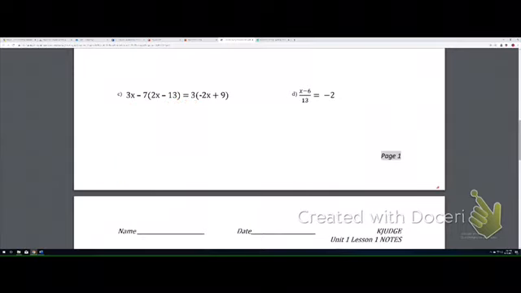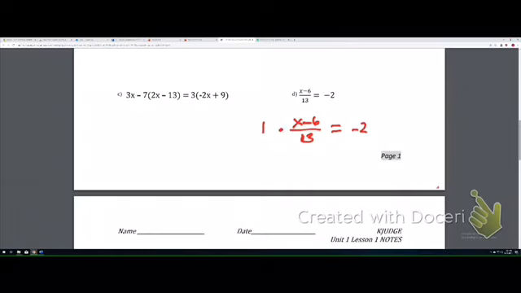Okay, now we're going to move on to example D. So this one, we have a fraction in our equation. So the first thing that we have to do is eliminate the fraction. So we're going to multiply each side of the equation by the least common multiple. Our least common multiple in this case is going to be 13. So we have x minus 6 divided by 13 equals negative 2. So we're going to multiply each side by 13 to cancel out our fraction. So that's going to make this side of the equation, x minus 6, equals negative 26.